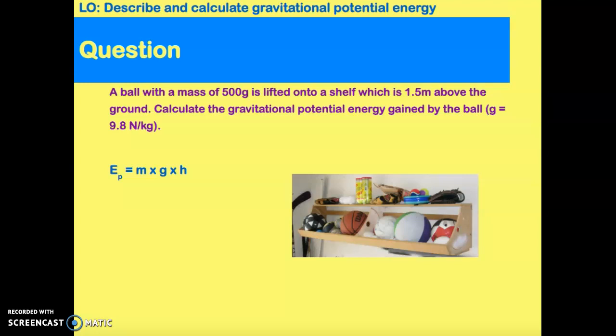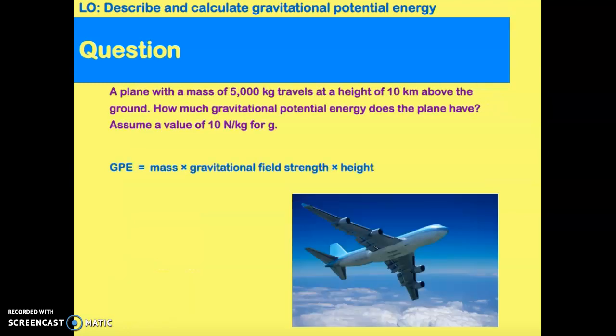But I hope you realized that actually we don't use grams for mass, we use kg, so you would have needed to convert that 500 grams into 0.5 kg. So then when we substitute all of that into our equation and pop it in the calculator, we should get energy is equal to 7.35 joules. Again, take an opportunity to pause the video and try this question.